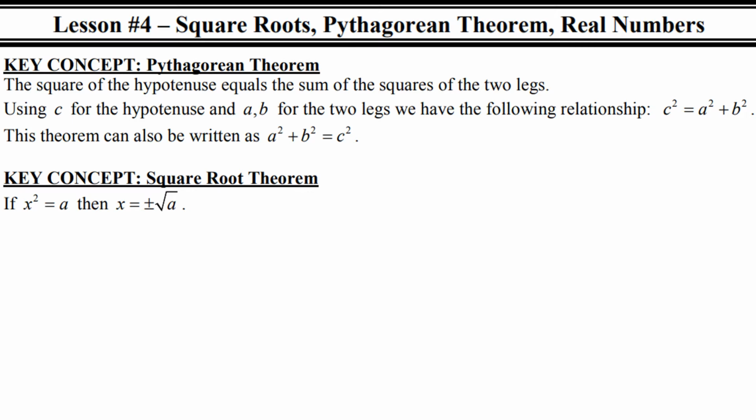The square root theorem states that if x squared equals a, where a is a constant, then x equals plus or minus the square root of a. For example, if x squared equals 25, then x all by itself equals the positive or the negative of the square root of 25, which means it equals the positive or the negative of 5.